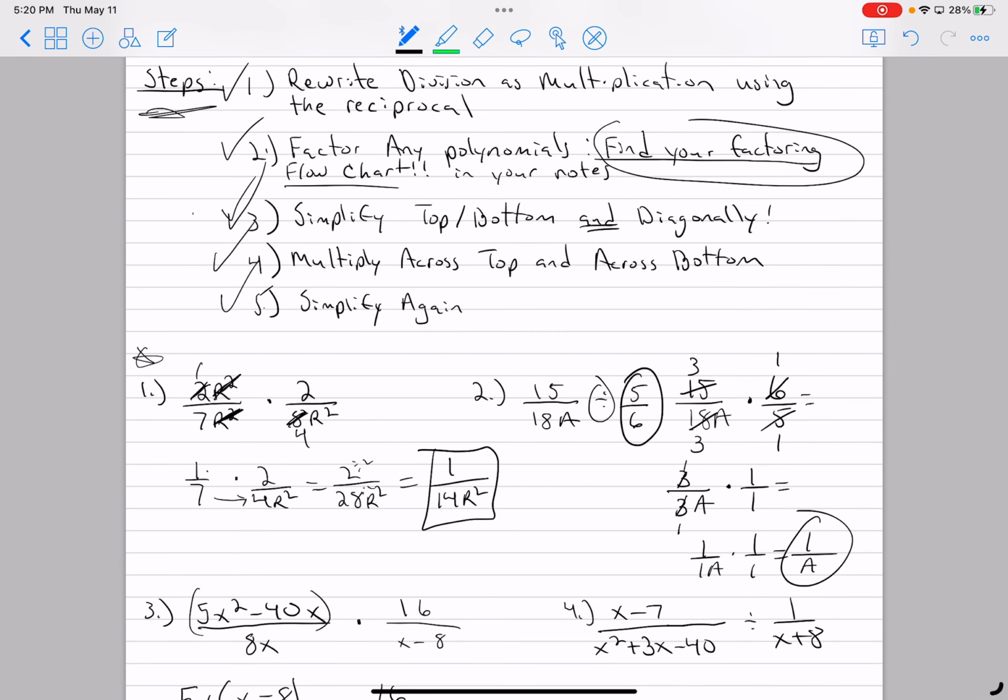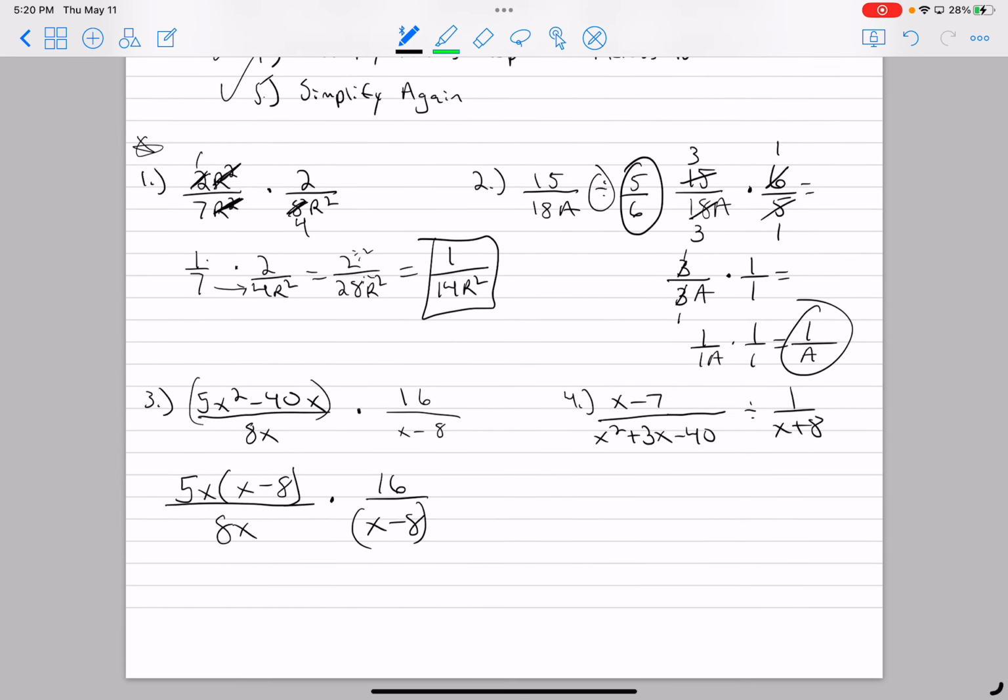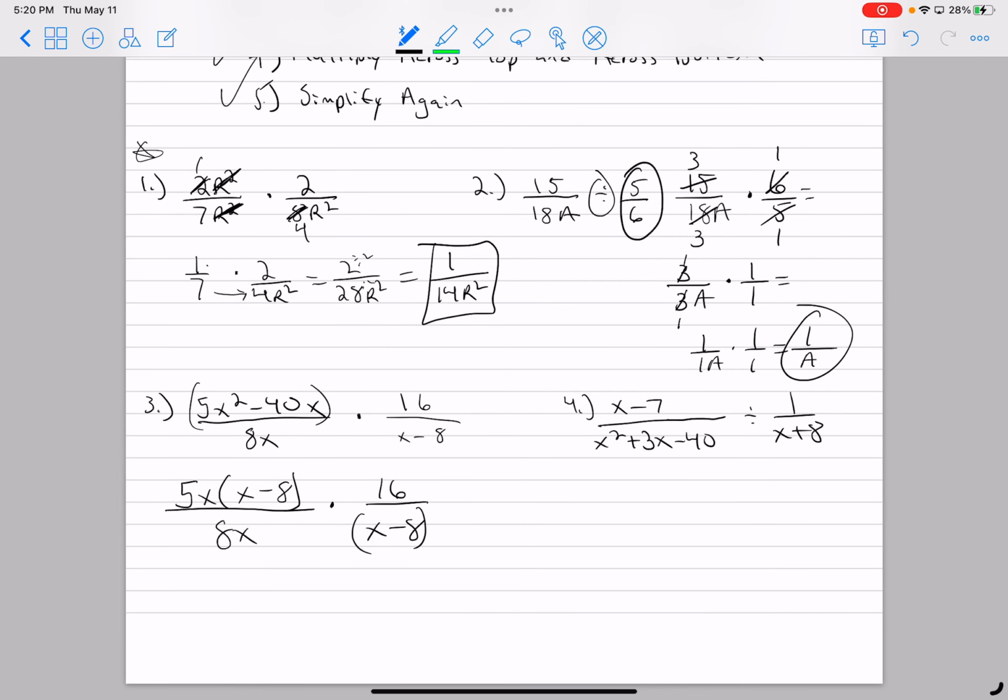Now I've got to simplify top and bottom or diagonally. Notice I have x minus 8 and x minus 8. Those work together as a whole. They are always connected. They can't be separated. But when you see them in common, cancel it out, cancel it out. Just like when up here we had a 3 and a 3, and we canceled them out on top and bottom. Now I also see I have an x on top and an x on bottom. Cancel it out, cancel it out.